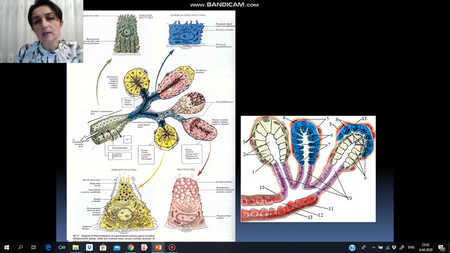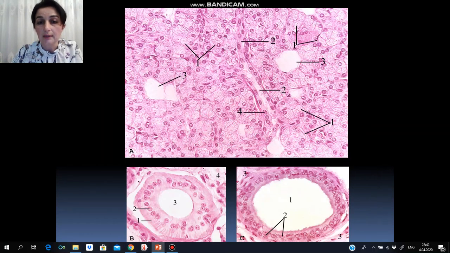The saliva is needed for lubricating the surface of the oral cavity, then moistening the food. It will help in swallowing, formation of the bolus, and also the saliva has antibacterial activity. Saliva is also needed for taste discrimination because food products will be dissolved here. Then we will look at the individual glands.